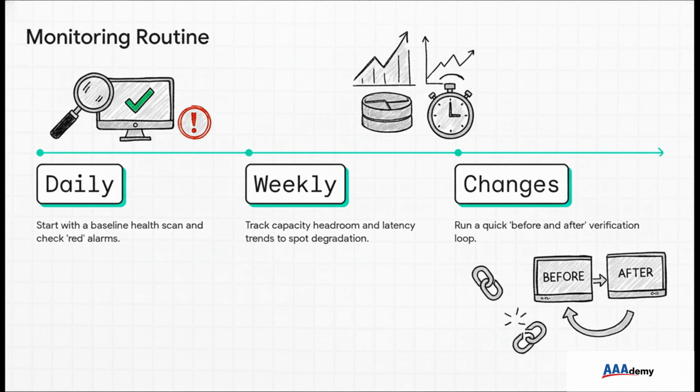So what does that actually look like day to day? It's just a simple, repeatable routine. Daily, just glance at your health scans and any red alarms. That's it. Weekly, take a look at the trends in your capacity and latency to spot that slow degradation before it becomes a crisis. And maybe most critically, during any change window, you perform a before and after verification to be absolutely sure you haven't introduced a new problem.